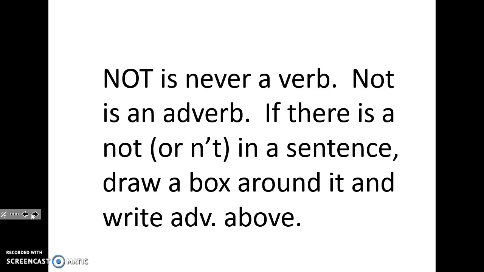Not is never a verb. Not is an adverb. Remember, when we're talking about adverbs, we often look for words that end in ly. But not is one of our most common adverbs, and it doesn't end in ly. So we're going to treat it just a little bit differently.